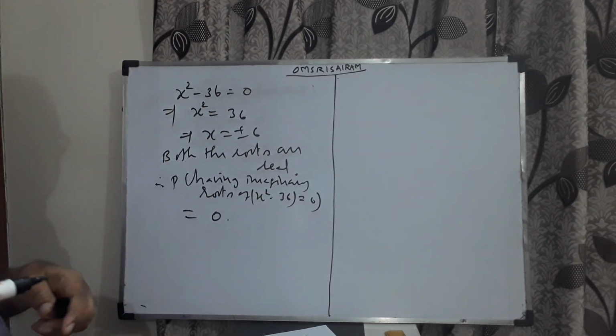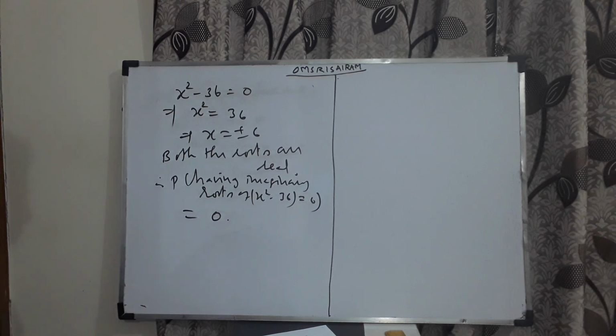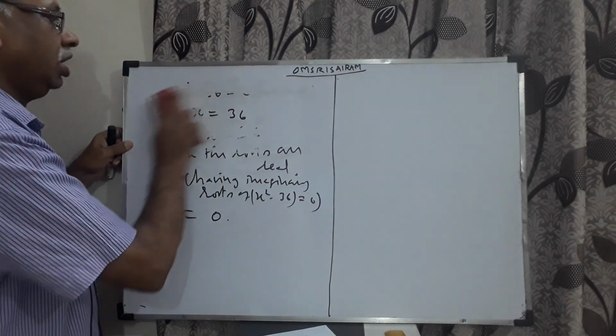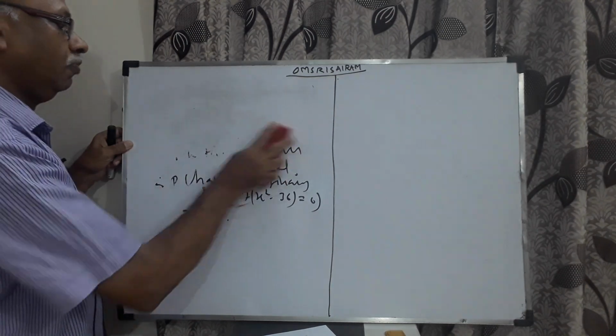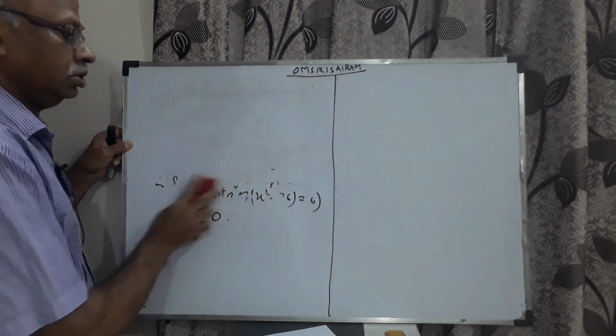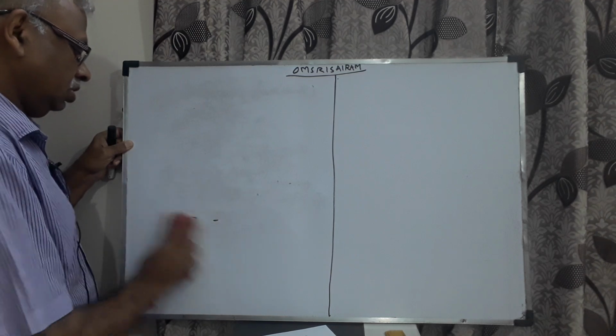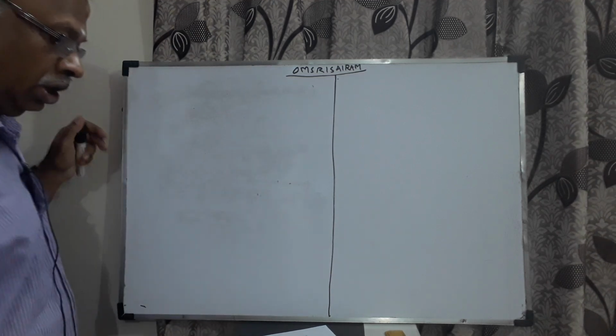This is an impossible event. I can't have any of the roots of this equation to be imaginary. Therefore, here the answer is 0. This is an impossible event. You can even take this for granted as an example for impossible event. You can take this as an example.